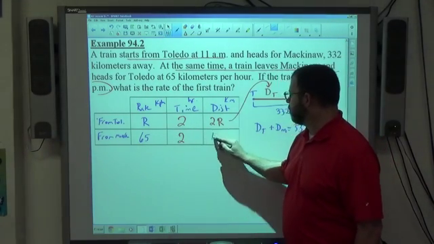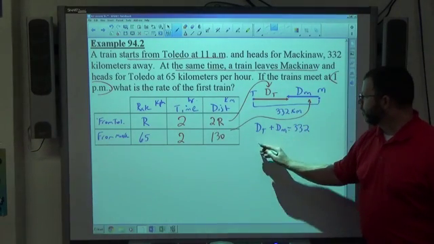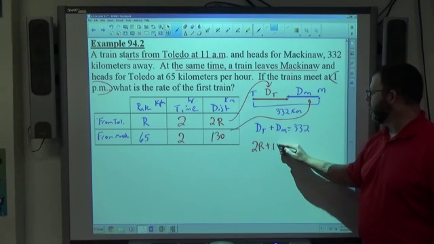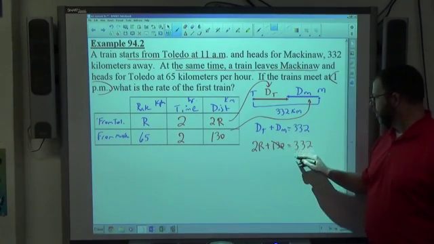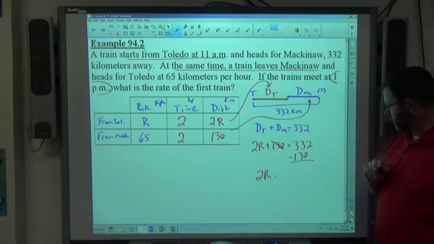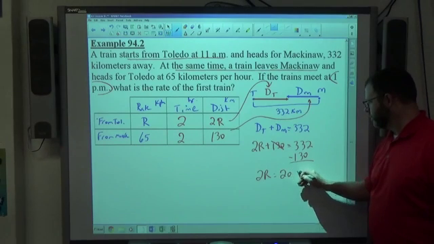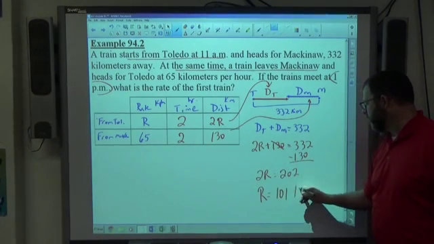And 65 times 2 is 130, that will be that one. So 2R plus 130 is equal to 332. Move the 130 over. We get 2R is equal to 202. Divide both sides by 2. We get 101 kilometers per hour.